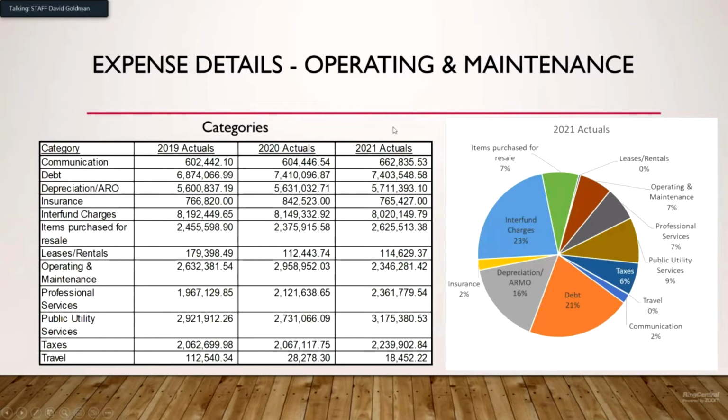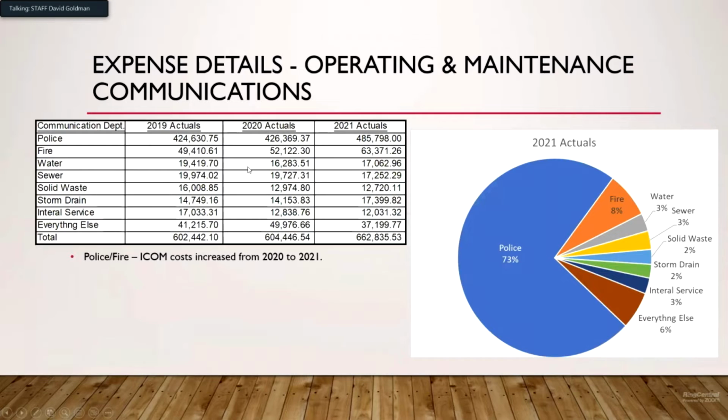So operating and maintenance has a number of different categories, which I broke down so we can go over them. So for communications, you can see that the total for these years is about 600,000. It went up in 2021 due to ICOM cost increases. You can see those are mostly found in the police lines and also the fire lines as well. The other funds just have costs that were more or less in line with trend.